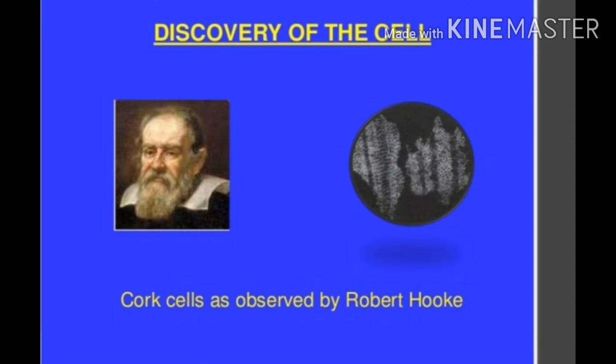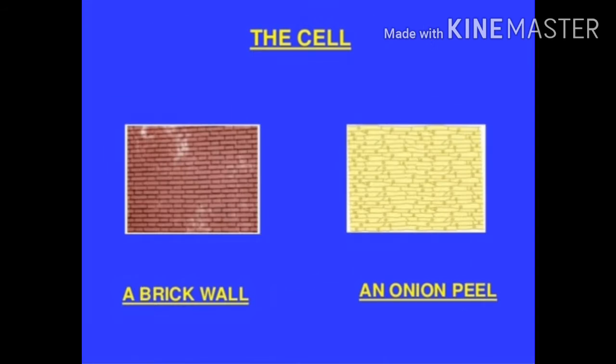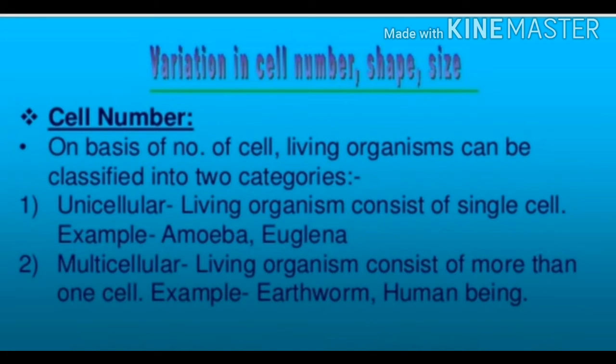Children, look at the picture of Robert Hooke and the cork cells seen by him in his microscope. Children, in the pictures, a brick wall and an onion peel slide are shown. Both resemble each other. Now, children, there are millions of living organisms, and they are of different shapes and sizes. Their organs also vary in shape, size, and number of cells. First, we study the variation in cell number.